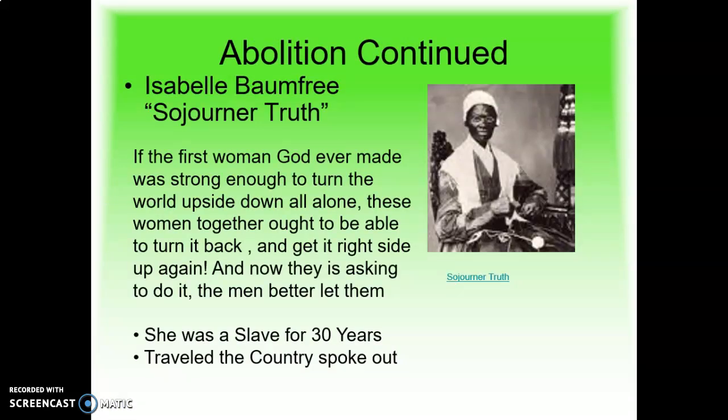So Isabella Baumfree, or Sojourner Truth, had been a slave for 30 years. She travels the country and speaks out on slavery and on women's rights. She was a strong women's rights advocate, and a strong believer in the right to vote. She says in one of her speeches, if the first woman God ever made was strong enough to turn the world upside down all alone, these women together ought to be able to turn it back and get it right side up again. And now they're asking to do it, and the men better let them.